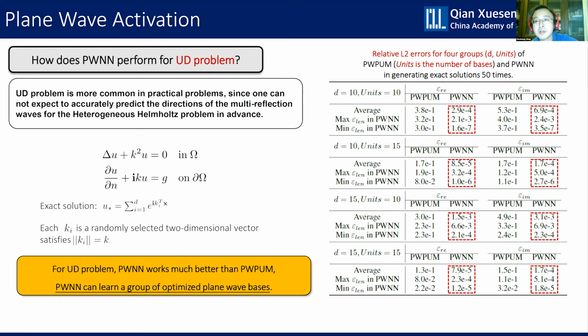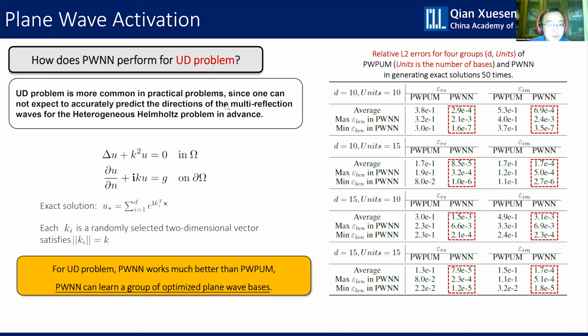Here we give four groups of d and units, where d is the exact number of plane waves in the exact solution, and units denote the number of bases used in PWN. From this table we can see that our method works much better than the PWPM. So from this, we can conclude that our method can learn a group of optimized plane wave bases, especially for the more practical problems.